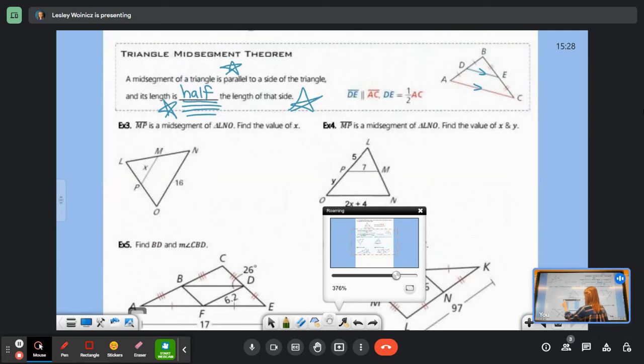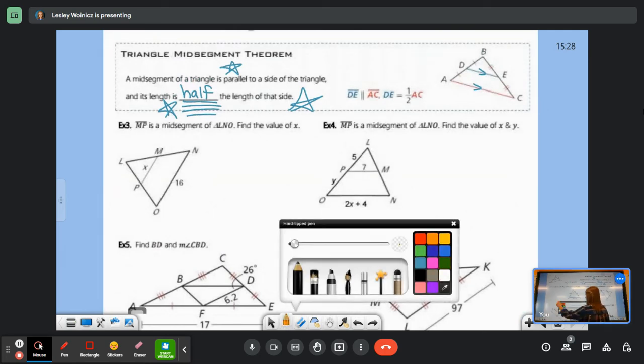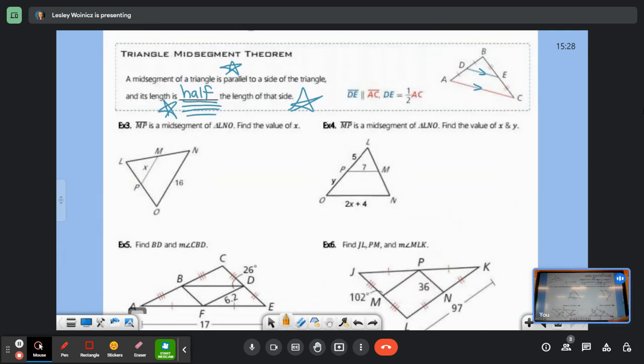All right, let's keep that in mind and do some examples. So we have here MP is a midsegment of triangle LNO. Find the value of x. Okay, so if this is a midsegment, we know it's parallel, and then we know it's half of that side. So we know that x equals half of 16. So x has to be 8.